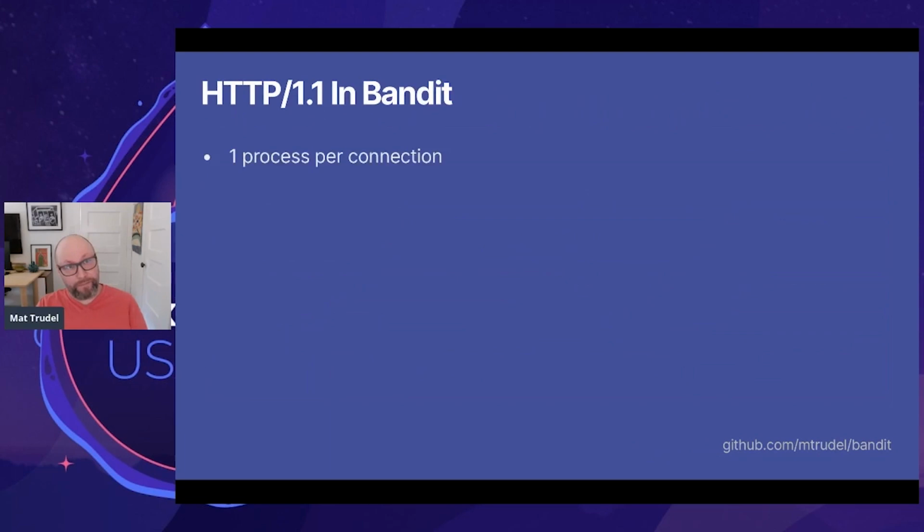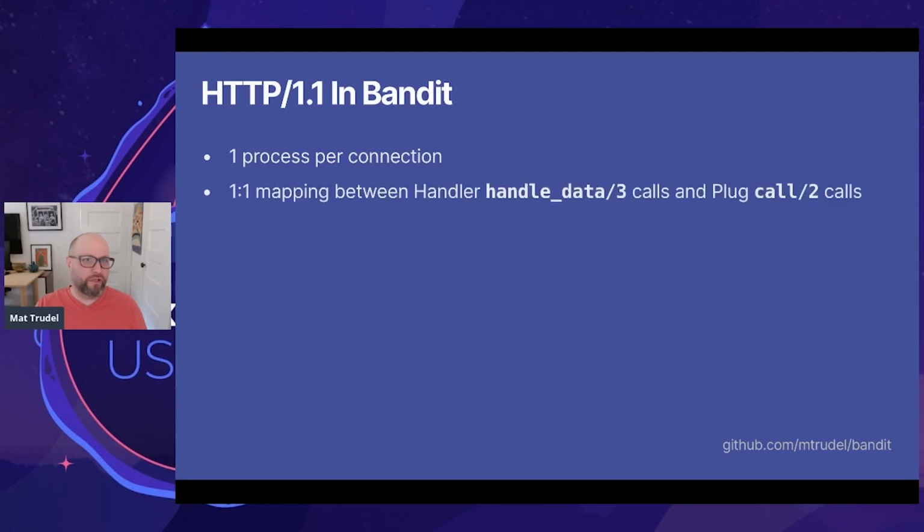So HTTP 1 in Bandit uses a single process per connection. This is in contrast with Cowboy, which uses 2 processes for every HTTP 1 connection. And there's just about a direct mapping between the handle_data calls that we saw earlier when we were looking at the handler behavior and Plug.call calls. The code that gets from a handle_data function to a Plug call is very straightforward and linear. There's not really a whole lot there, which is why I think we're able to be as fast as we are.